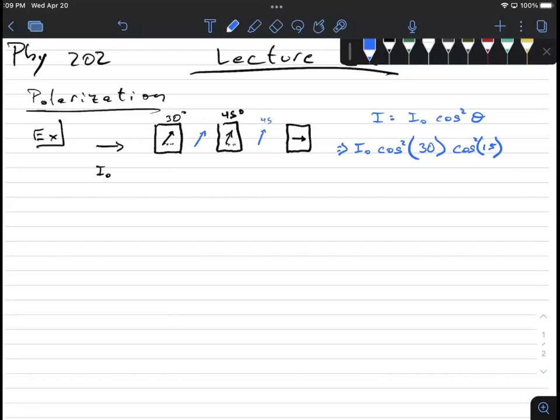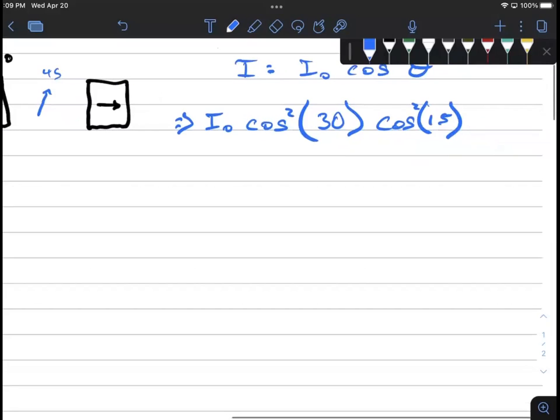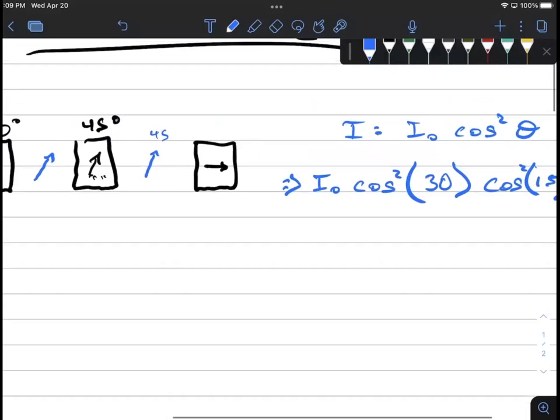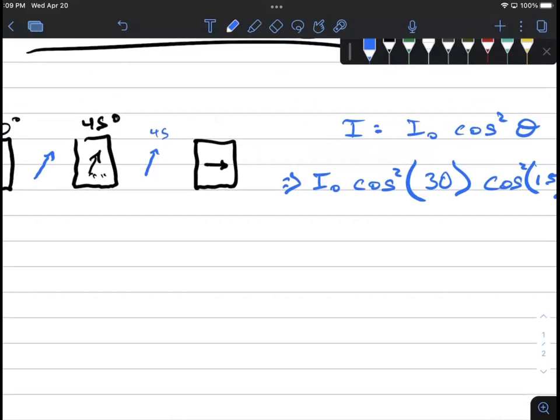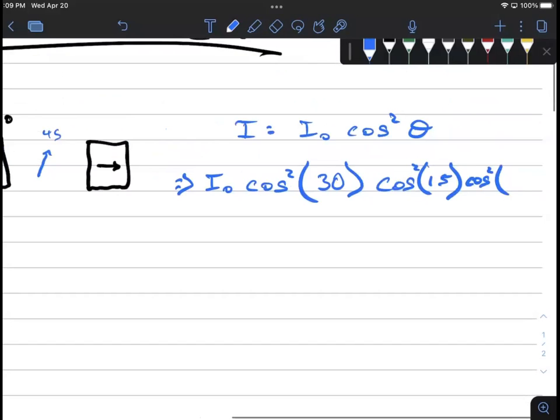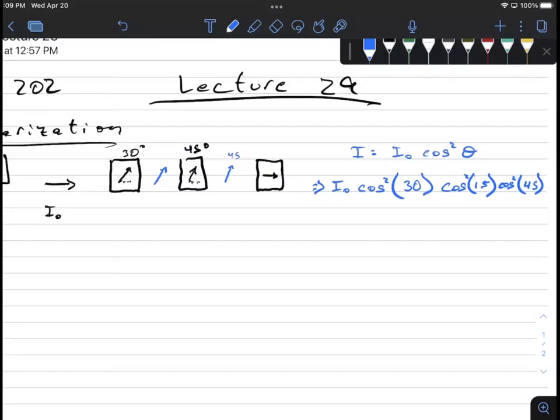Lastly, that light, which is now past the 45 degree filter, tries to get through the last filter, which is horizontal. So I need another cosine squared. And what's its angle going to be? Well, it's currently at 45. It's trying to get through a horizontal, and horizontal just means a 0 degree filter. So 45 to 0 is a difference of 45. And so there we go.